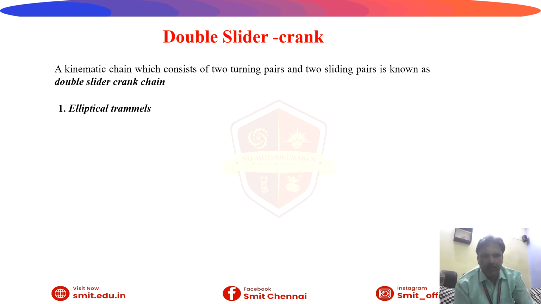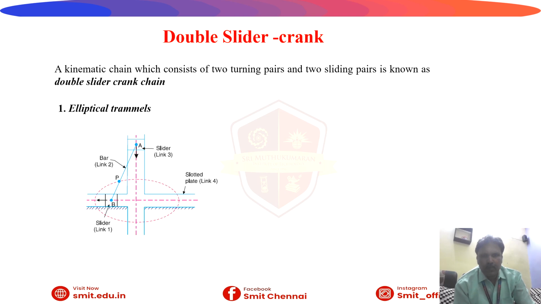Here, after the previous slide, this is the double slider crank. In this we can see the kinematic chain, which consists of two turning pairs and two sliding pairs, known as the double slider crank chain mechanism.